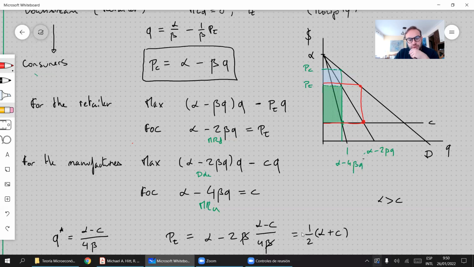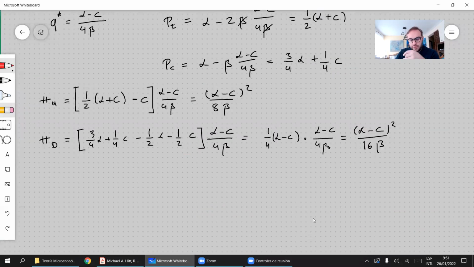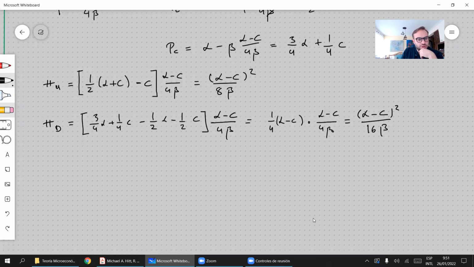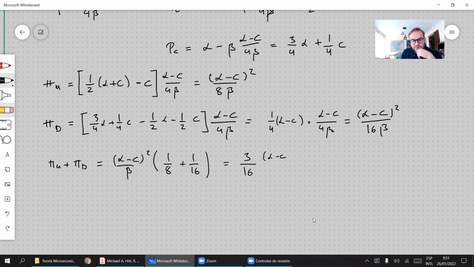So let's compare the profits with the monopoly. Just to be complete, if I add these two things, what I would get is (alpha minus c) over beta squared. This is common to both. This is 1/8 plus 1/16, right? Because those two terms are common. So this would leave me with 3/16 of (alpha minus c) over beta. So this is the aggregate profit.